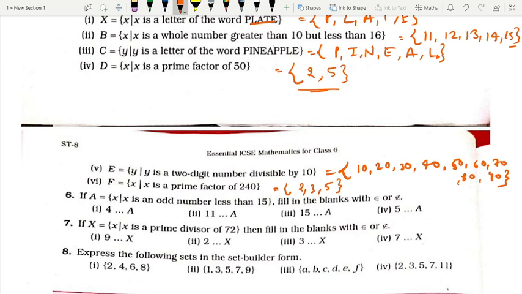Okay, so does 4 belong to the set A? Basically that number is an odd number, so 4 is not an odd number, we can write down doesn't belong to. 11 is an odd number, yes. 11 belongs, 15 is not less than 15, so 15 will not be in the set. Does 5 belong to A? Yes, 5 belongs to A.